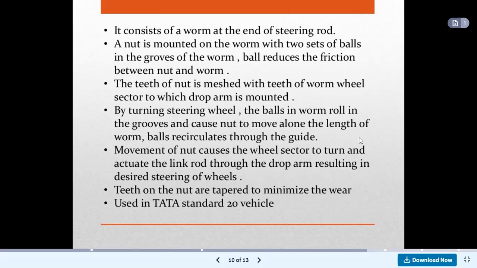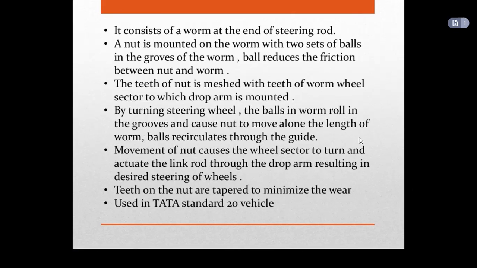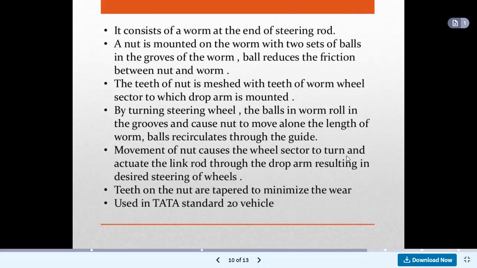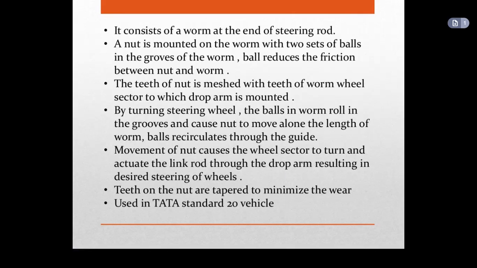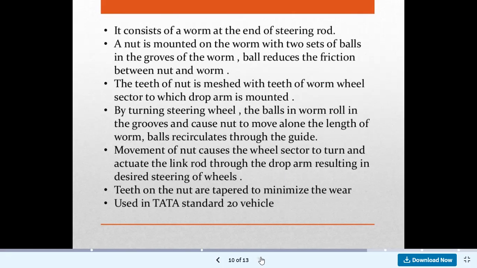Balls circulate through the guide. In this case, balls are circulating under the guide ways. Guide ways are provided; those slots are nothing but guide ways. So from those guide ways, balls are circulating. Movement of the nut causes the wheel sector to turn and actuate the link rod through the drop arm, resulting in the desired steering of wheels. Teeth on the nut are tapered to minimize wear, used in Tata Standard 20 vehicles.